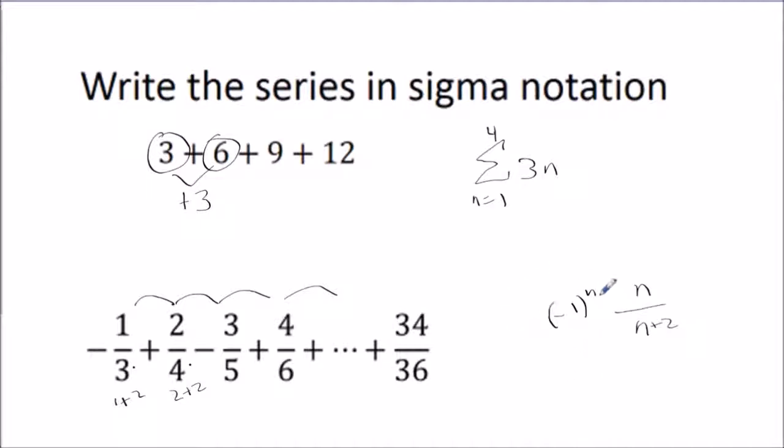Now let's check to see if my index on my alternating part of this is correct. If I plug a 1 into here, I have negative 1 to the 1, and that's negative. Check. If I plug a 2 into here, negative 1 quantity squared is positive. Check. So now that I know that this notation is correct, I'm going to put a little sigma on there.